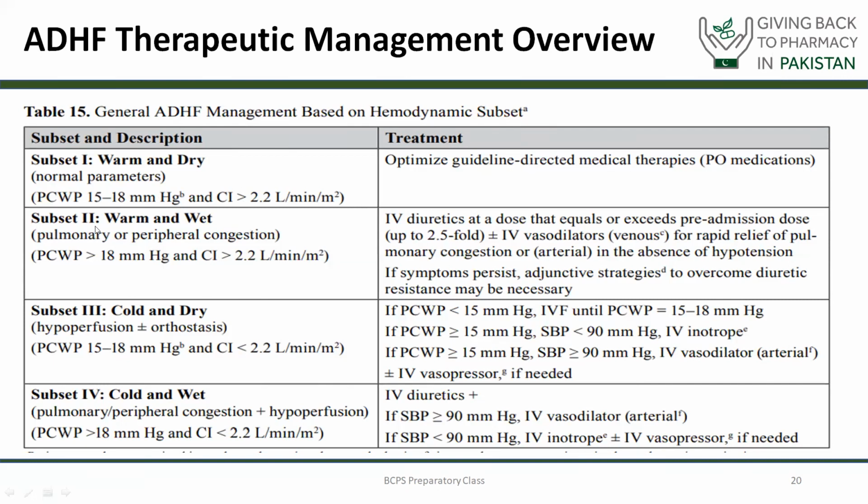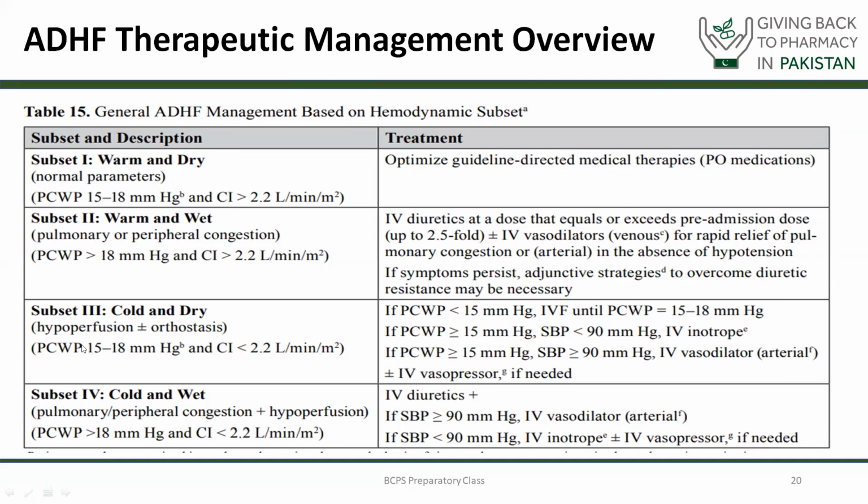So you have to just remove the extra volume. You will give IV diuretics at a dose equal to or exceeding the pre-admission dose, up to 2.5 fold. If the patient is taking 40 milligrams, you can give 100 milligrams of furosemide. You can give an IV vasodilator for rapid relief of pulmonary congestion. If you give a vasodilator, the fluid will move from the lungs to the periphery so that the patient will be able to breathe, if you see that the patient's lungs are more congested. If symptoms persist, strategies to overcome the diuretic resistance may be necessary.